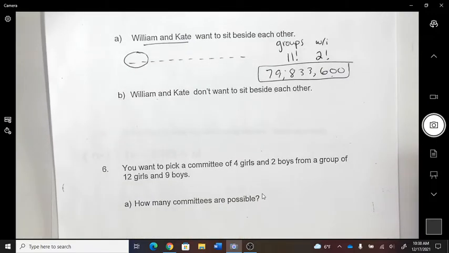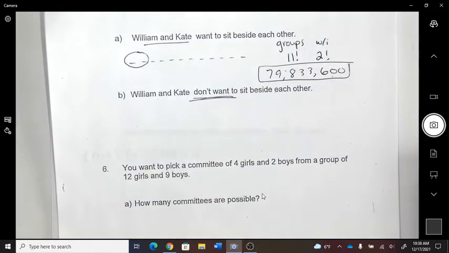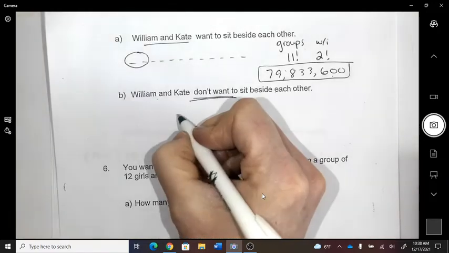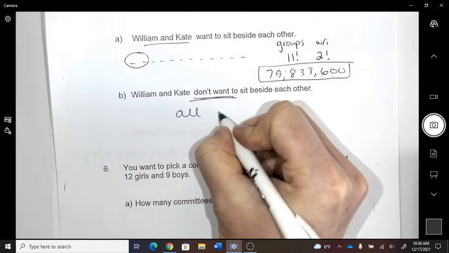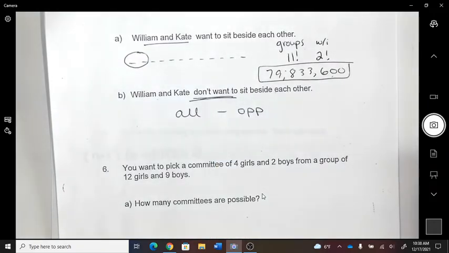Okay, Will and Kate don't want to sit beside each other. What's the game plan here when you see a question like this now? What should your strategy be? If they don't want to sit beside each other, your strategy would be to do all minus opposite.